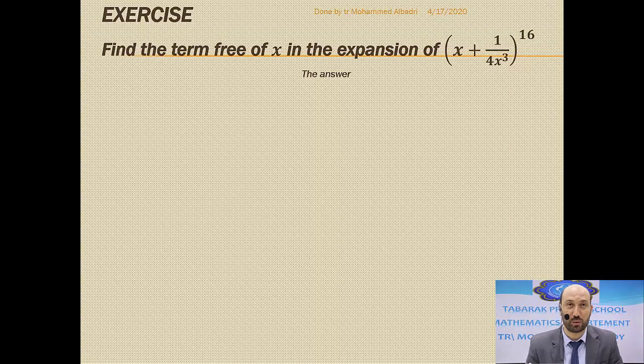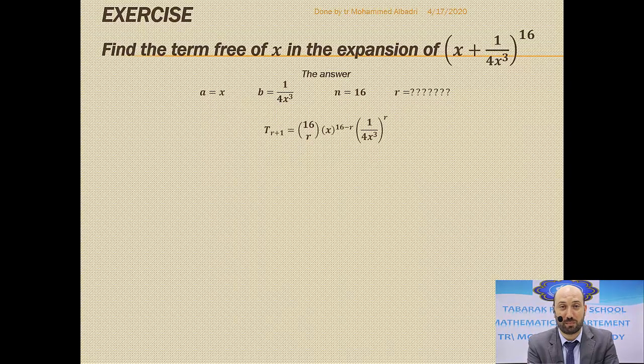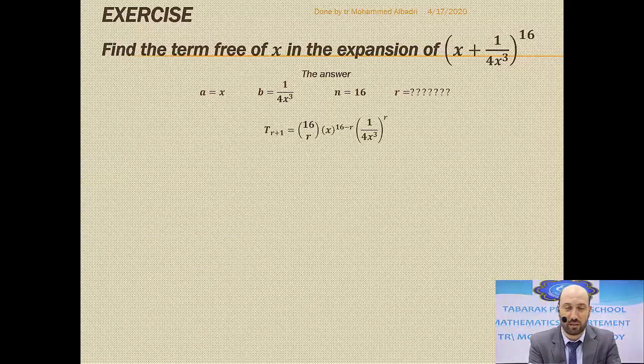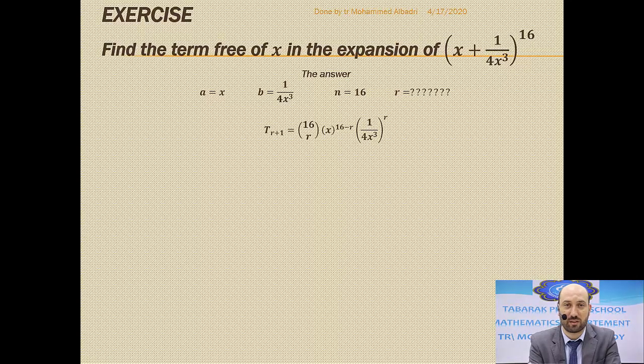How could we find the value of r? Using the general formula for the expansion of the binomial, the binomial theorem formula: T(r+1) equals 16 choose r, and the first term x raised to the power of n minus r, 16 minus r, and the second term 1 over 4x^3 raised to the power of r.